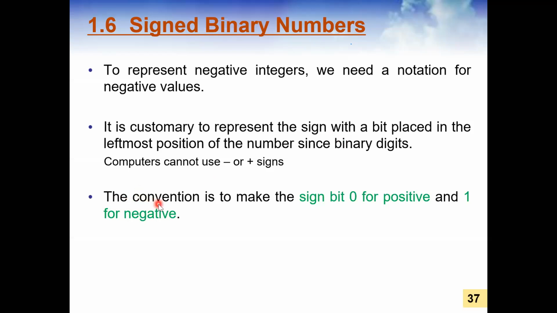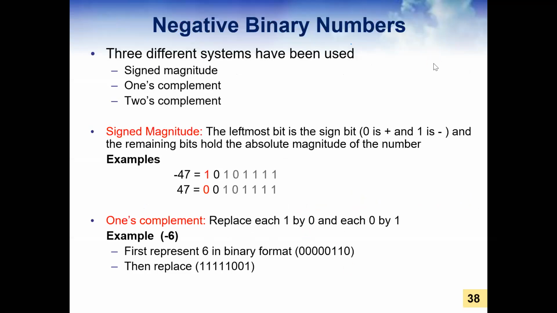The convention is to make the sign bit 0 for positive. If your number is positive, I will place 0 on the left, and we will use 1 for a negative number. Let's see an example. For the positive number, there is no problem. A positive number is positive by default. But if I want to represent a negative number, there are 3 different representations.